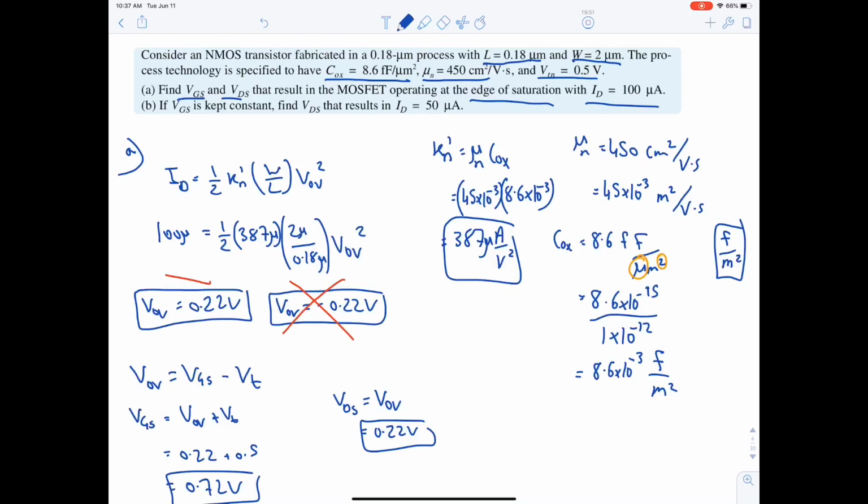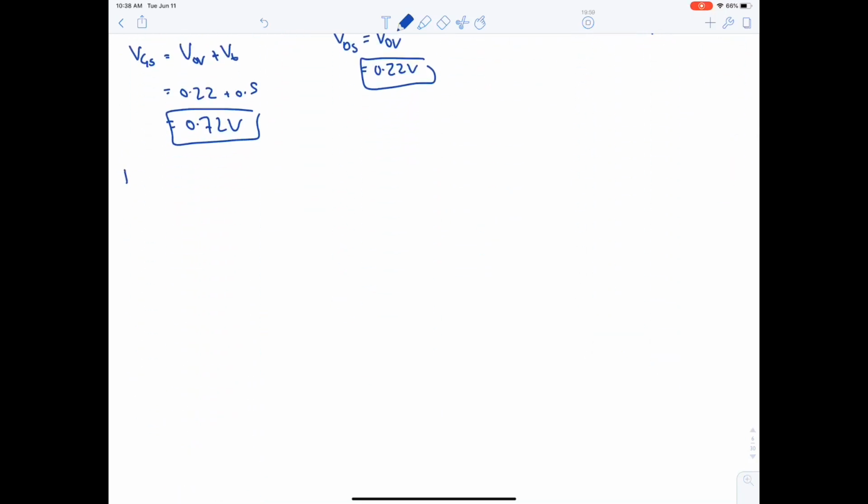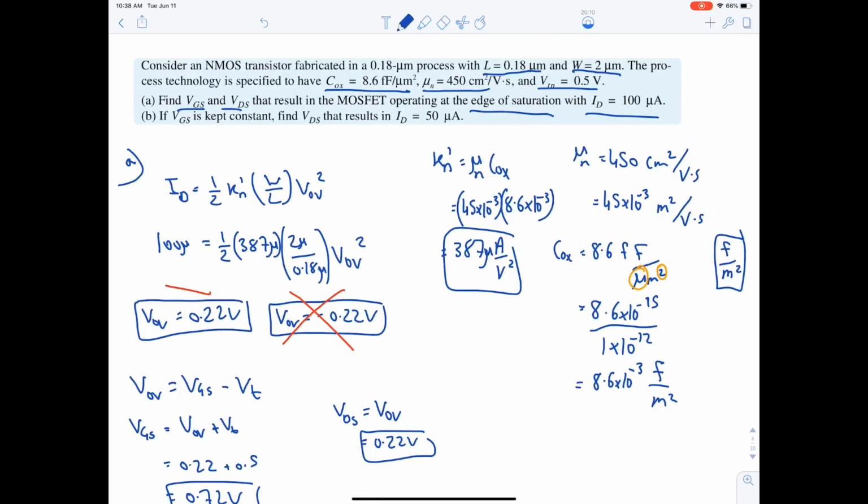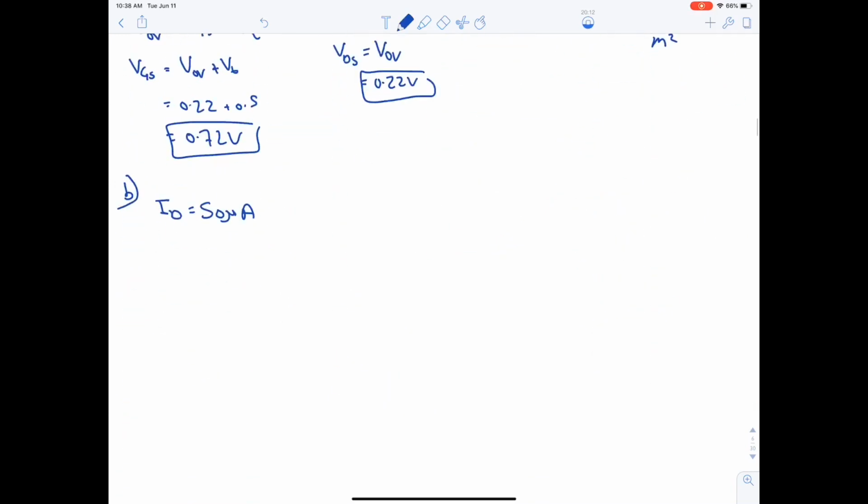Okay, part B. If VGS is kept constant, find VDS that results in ID equal to 50 microampere. So we need to find VDS when ID is 50 micro. ID is 50 microampere and VGS is kept constant, meaning it's the same as the previous part. So VGS is kept constant, hence it's 0.72 volt.